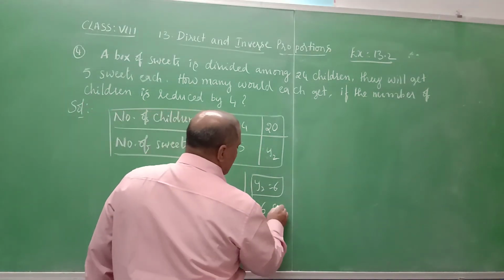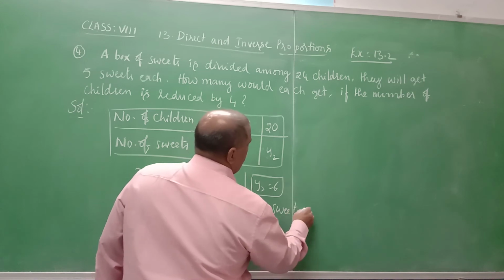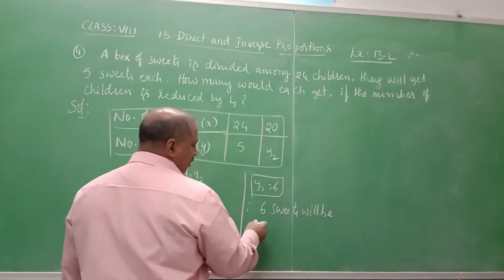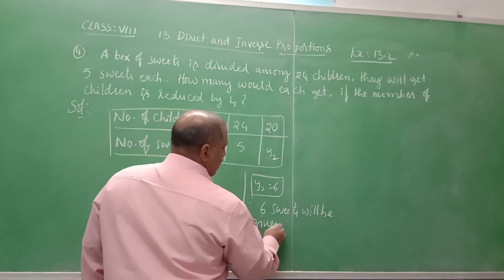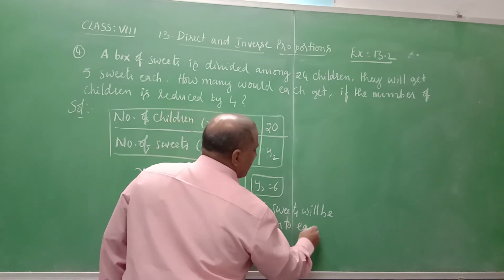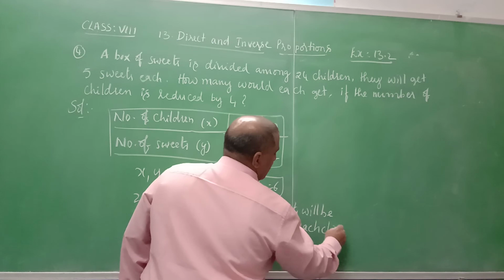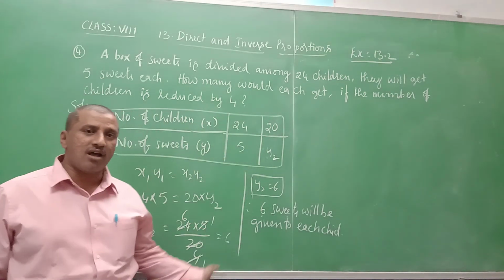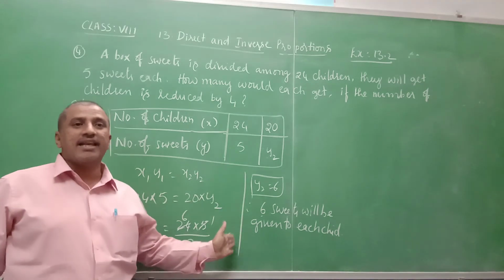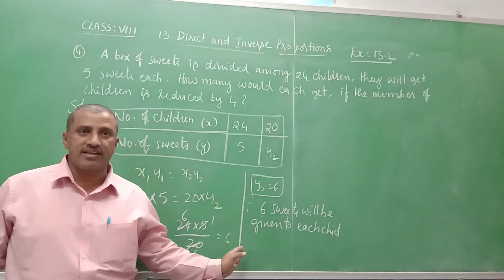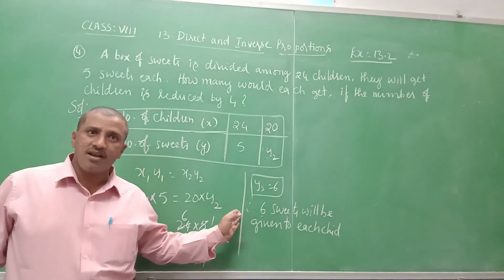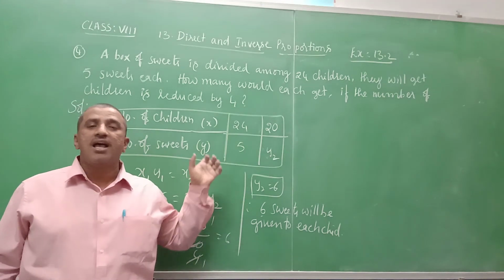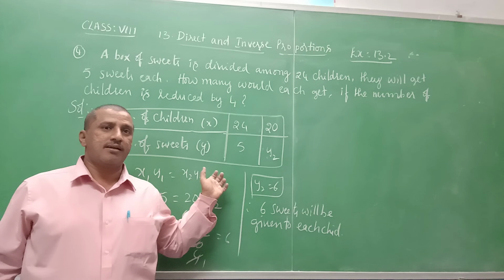Therefore, 6 sweets will be given to each child. So 6 sweets will be given to each child, or if 20 children are there, everybody will get 6 sweets. Is it clear, children? So these are some of the situations where we find inverse proportions. Thank you.